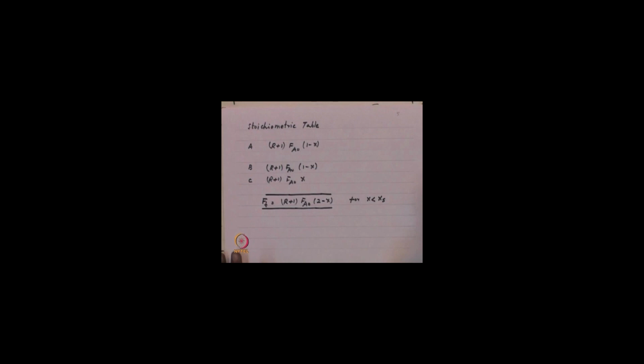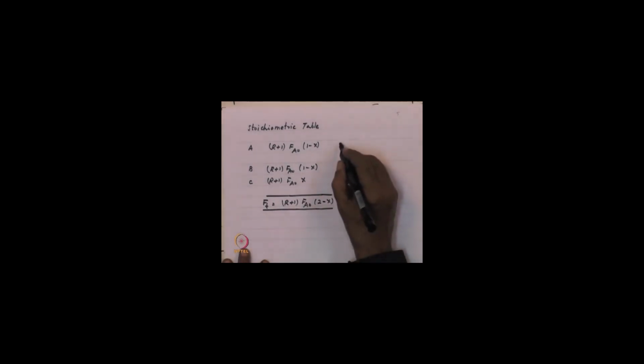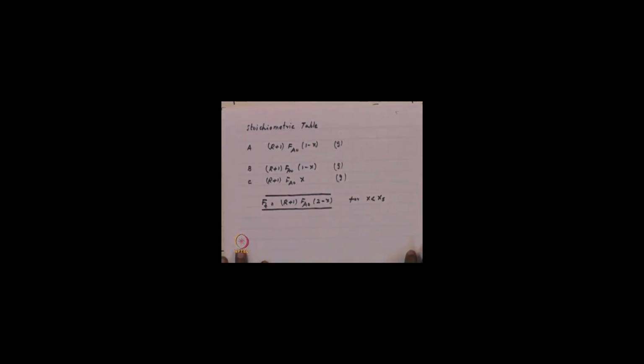So, what is our stoichiometric table? For x less than x s, there is no condensation. Therefore, A is (R plus 1) F A 0 (1 minus x), and B is (R plus 1) F A 0 (1 minus x), because A and B are equimolar, and all the C that is formed stays in the gas phase. Therefore, C is (R plus 1) F A 0 x, all of them in the gas phase. Therefore, the total molar flow becomes (R plus 1) F A 0 (2 minus x). This is for x less than x s.